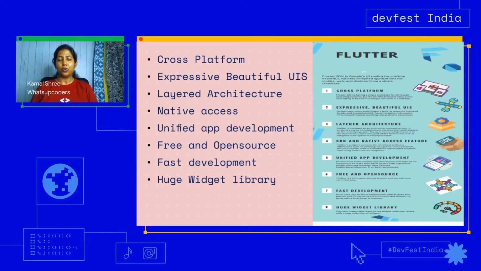When I say beautiful, am I talking about the design? Definitely not. I'm talking about the underlying framework, that is the layered architecture that gives you control to access every pixel on the screen. Then moving on to native access, it is easy to utilize the existing Java, Kotlin, or Swift code so that you can access all your native features and SDKs on Android and iOS.